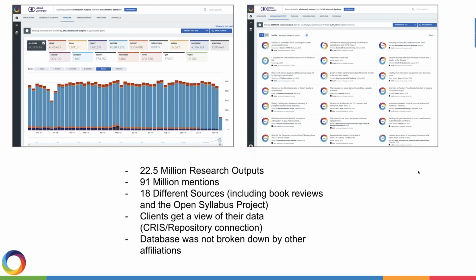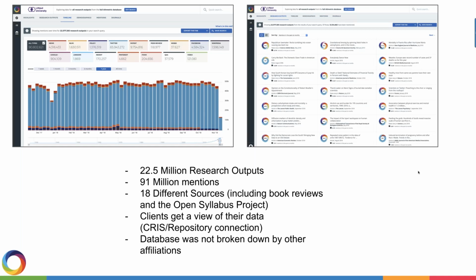publications, the various attention they've received, broken down by journal. We can break it down by geographic demographics, so we can tell you where the Twitter audience is coming from, where the news sources are coming from that are talking about your data, where the policy organization is based that is interacting with your data. But it was really 91 million mentions of 22 million different research outputs.